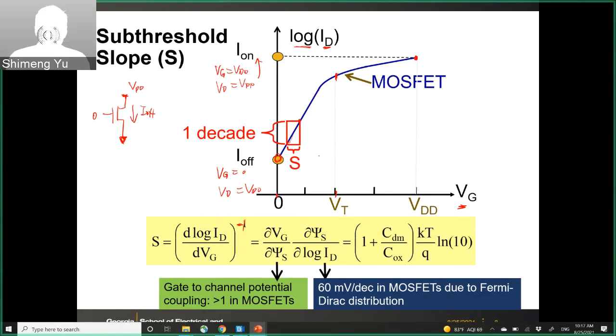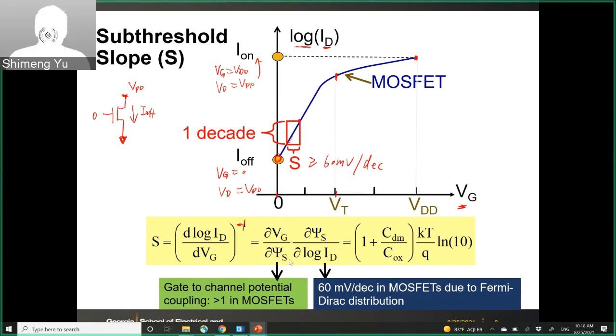And the theoretical minimum will be 60 millivolts per decade for MOSFET, no matter which foundry is fabricating the MOSFET. This is due to the physics. So that means to reduce the current by 1 decade, you need to reduce your gate voltage by at least 60 millivolts. So how does this 60 millivolt come from?